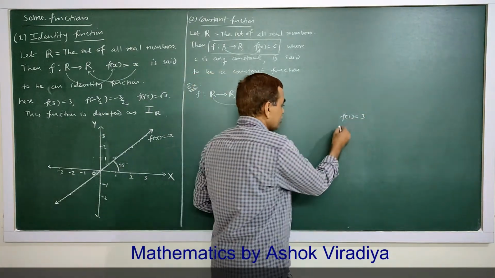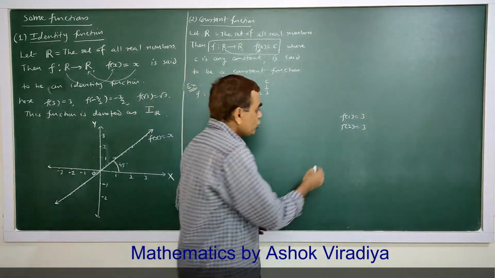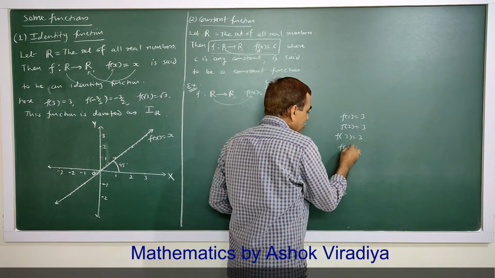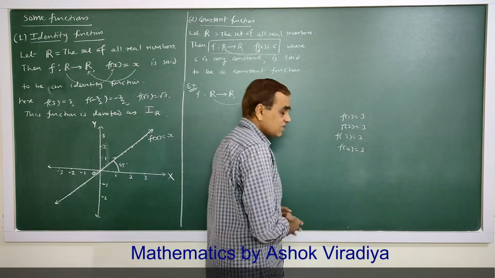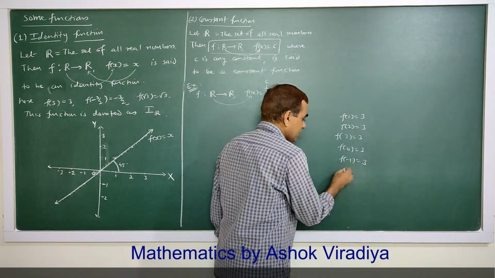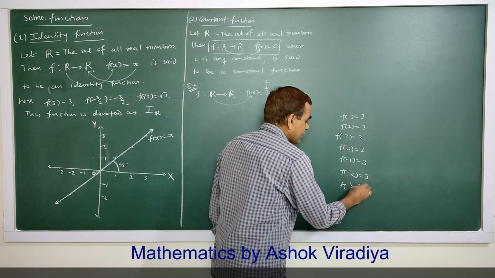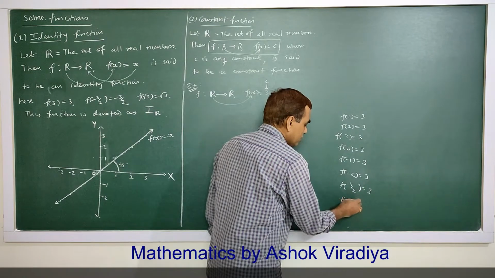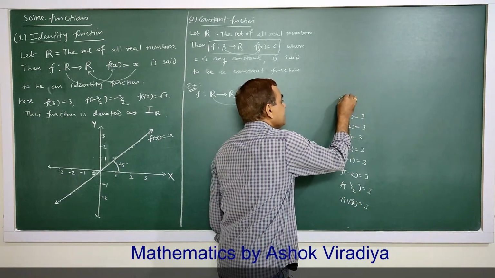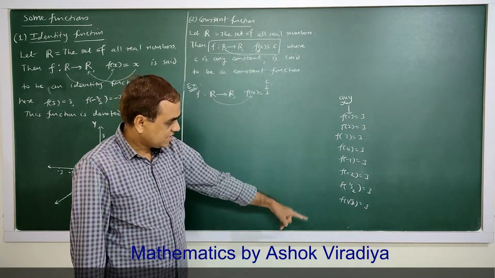Image of 2 is also 3. Image of 3 is also 3. Image of 0 is also 3. Take here any number. Image of -1 is also 3. Image of -2 is also 3. Image of 11/2 is also 3. Image of √3 is also 3. This is any real, any x.